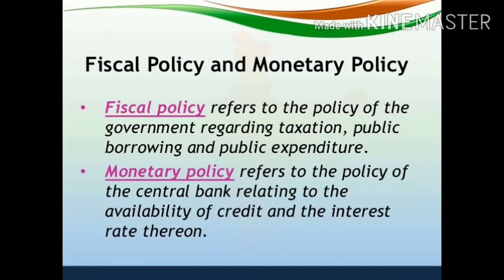The two important policies which work in a mixed economy are fiscal policy and monetary policy. So what is fiscal policy? Fiscal policy refers to the policy of the government regarding taxation, public borrowings and public expenditure. And monetary policy refers to the policy of the central bank relating to the availability of credit and the interest rate thereon. So these are the two major policies which function in a mixed economy.